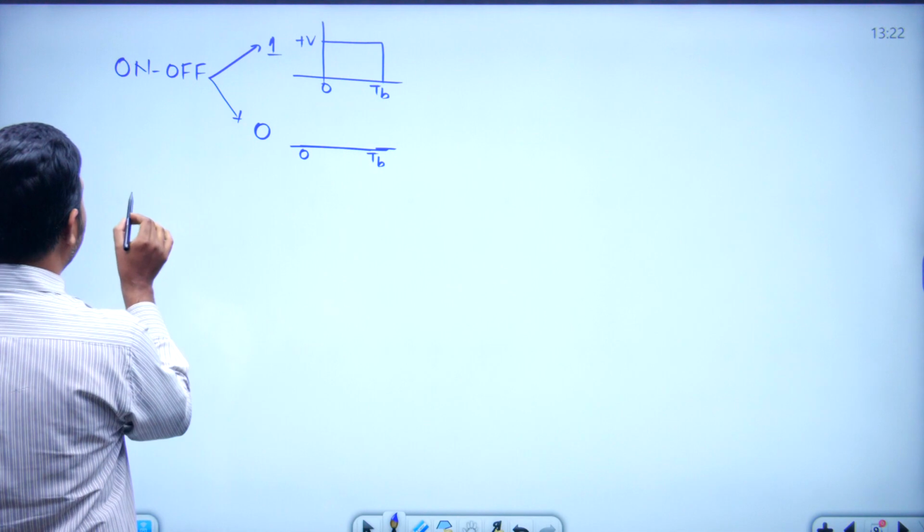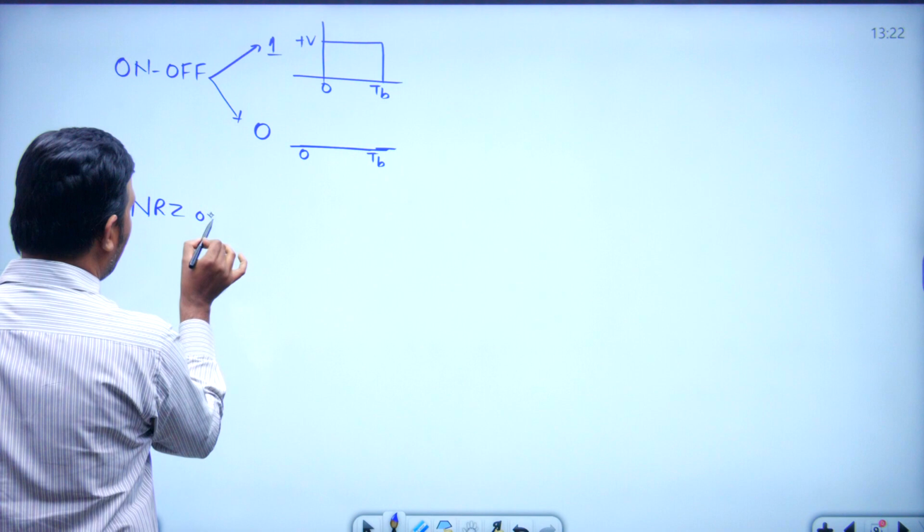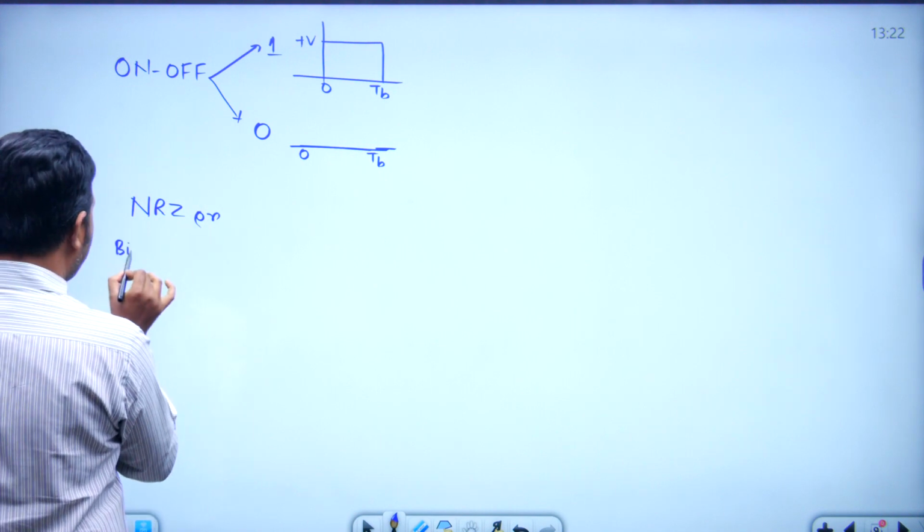Suppose I am going to have the next signaling, the famous signaling scheme, non-return to zero, NRZ, the other name of which is bipolar signaling.